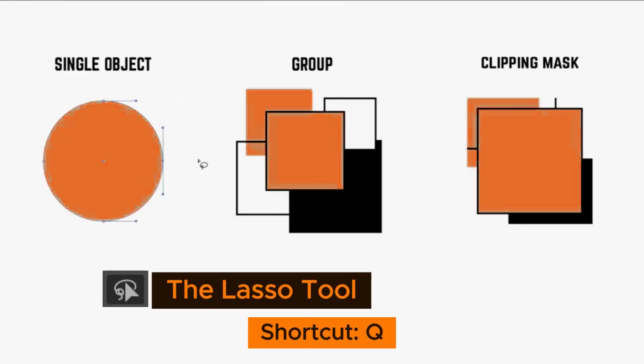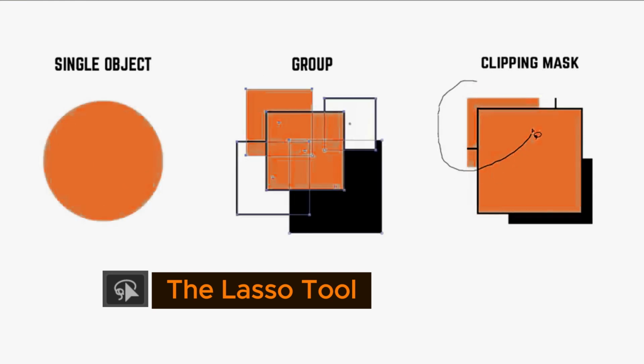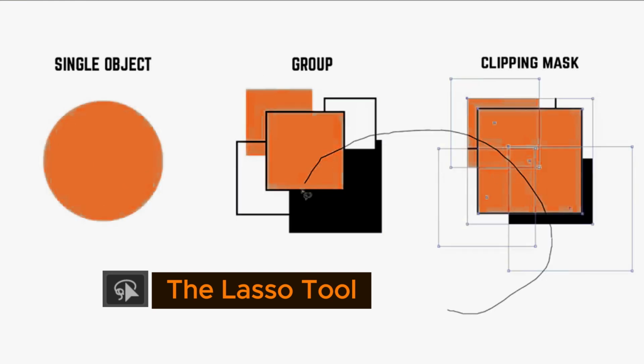The lasso tool. Shortcut is the letter Q. It selects any anchor points inside the path drawn, including from objects in groups and clipping masks.